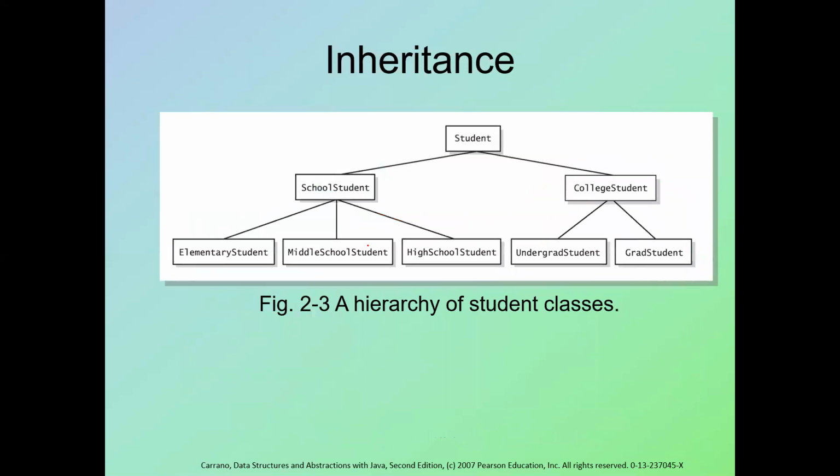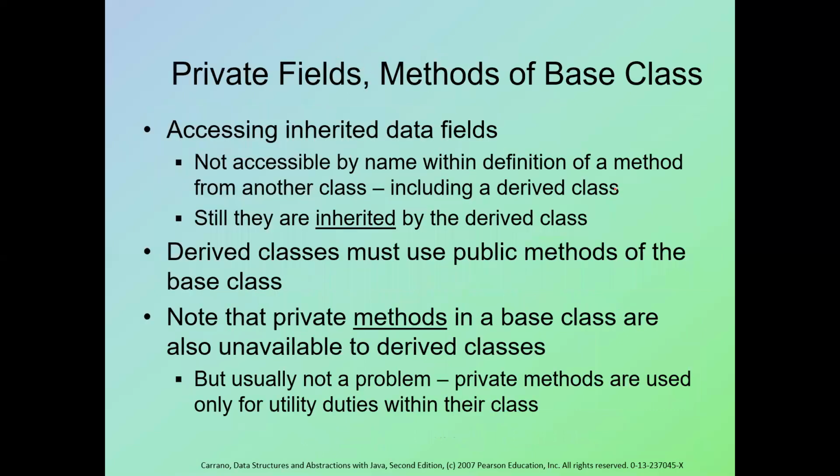The hierarchy looks like, say, a hierarchy of student classes. Maybe you have a generic student, then you have more specificity for school students and middle schoolers and grad students and so on. You have college students or whatever.